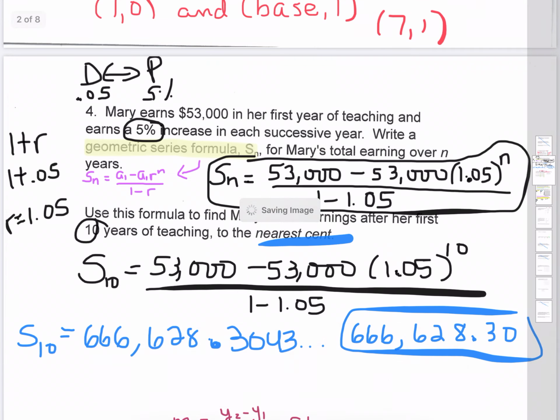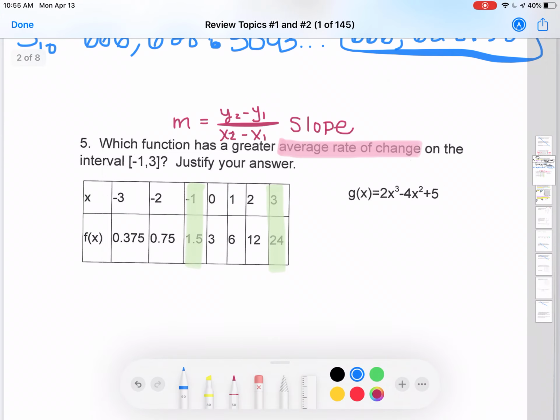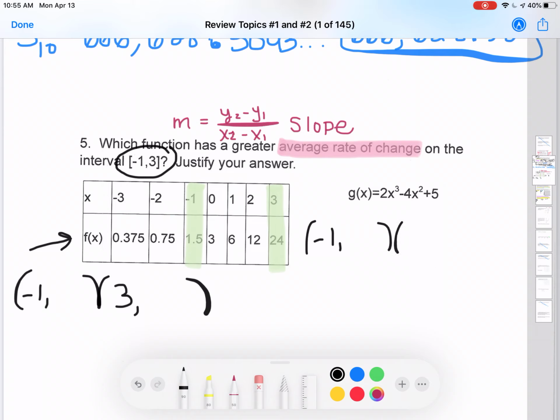Okay, next. So you guys were always great at this. The average rate of change. So which function has a greater average rate of change? Remember, that's just slope. So I wrote down our formula. If we're gonna do slope, we need to have 2 points. So I can see here, those are my x values. So it's -1 to 3. And I'm gonna do that for the f function. And I'm also gonna do -1 to 3 for the g function.